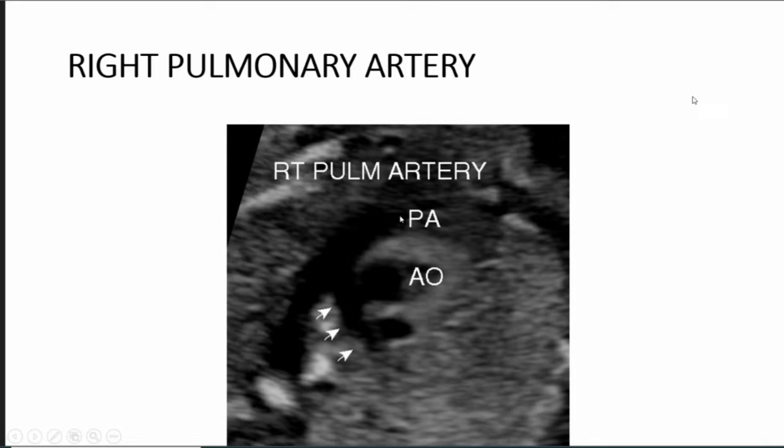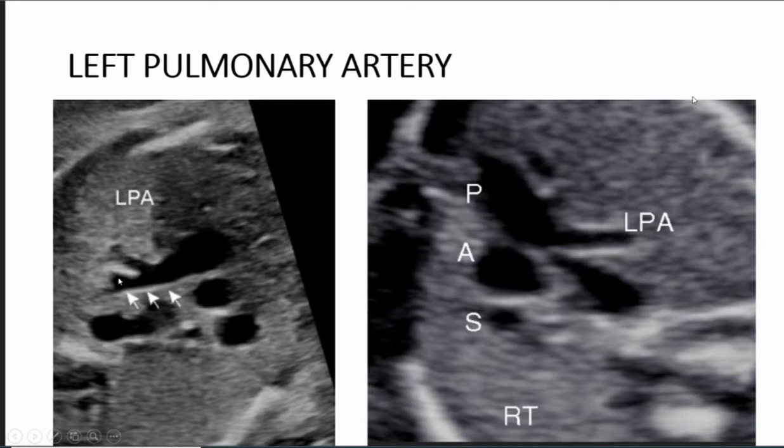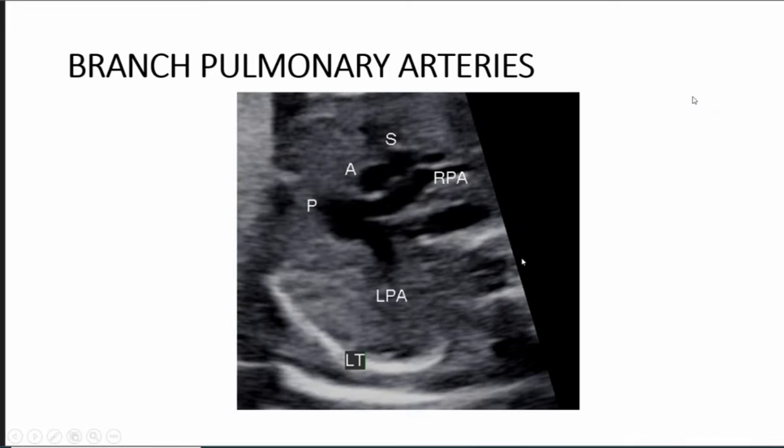Now, from the three-vessel view, the pulmonary artery comes out. If you rotate the transducer towards the right shoulder of the fetus, then you will get the right pulmonary artery emerging out, going posterior to the aorta and SVC. So this is the right branch pulmonary artery. The left branch pulmonary artery will go into the left lung from the main pulmonary artery. With a little practice, you can show the pulmonary artery, left branch pulmonary artery, and right branch pulmonary artery. The right branch pulmonary artery is long, the left branch pulmonary artery is short. And the right branch pulmonary artery goes posterior to the aorta and superior vena cava. The left branch pulmonary artery enters the left lung immediately from the pulmonary artery.